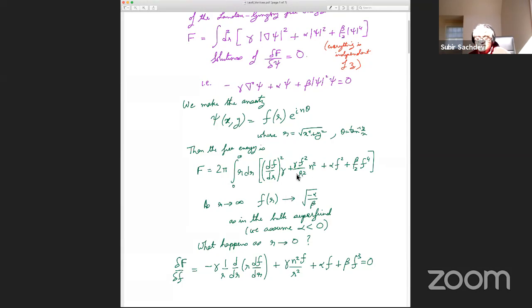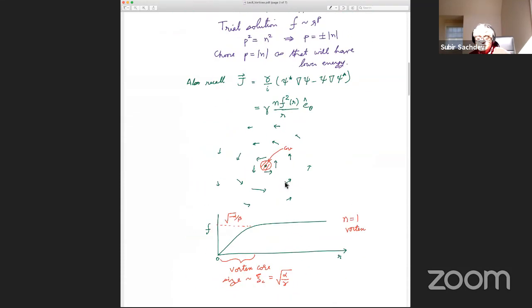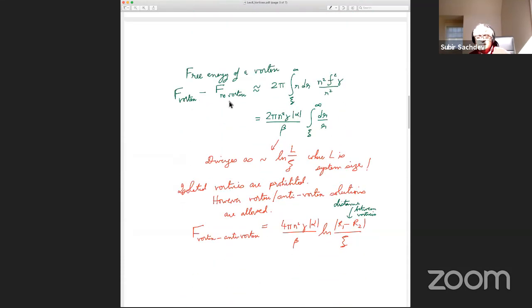However, that means that the energy is going to get a contribution that's divergent at large r, because if you pick out this term, when n is non-zero, so if you now evaluate F vortex minus F no vortex, there's a contribution from that term that doesn't quite vanish. In fact, it is not even finite. So this goes as 1 over r squared. You integrate this, you get the integral from the core of the vortex to infinity of dr over r, and that's divergent.